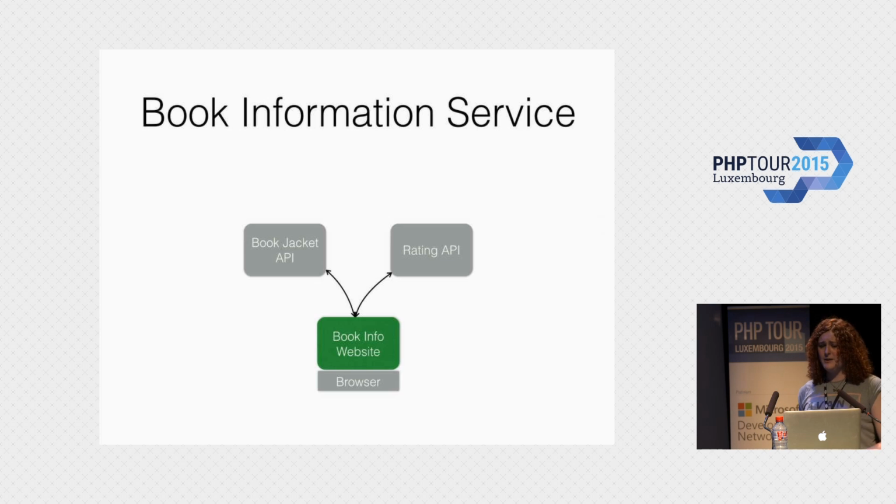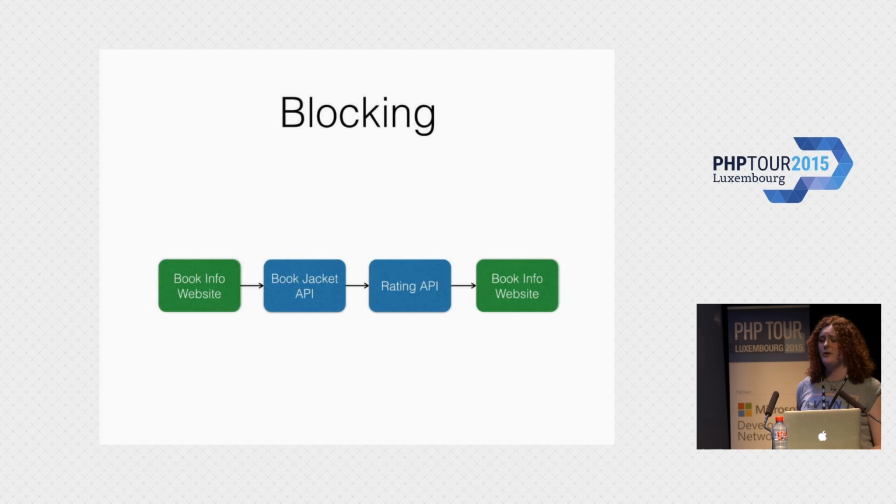So we've chosen Express because it's non-blocking. It's built on Node.js, and in Node.js pretty much everything is non-blocking. What we mean by this is, in a blocking system like standard PHP without React, we would go, oh, I'm going to make a request to the BookJacket API, and then wait. And then make another request to the rating API, and wait. And then finally we'll get both of them back, and we'll be able to combine them together.